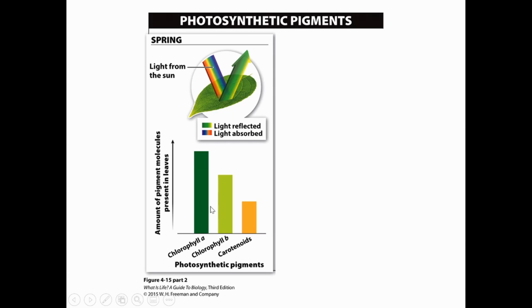If we look at how much of each of these pigments are found within the leaves too, and this is just in general, we see that chlorophyll A is the most common, then chlorophyll B, and then the carotenoids. This makes sense because chlorophyll A is the primary pigment that's going to be absorbing that solar energy, absorbing the light from the sun. So having that in a high amount means you can absorb more solar energy at a faster rate.